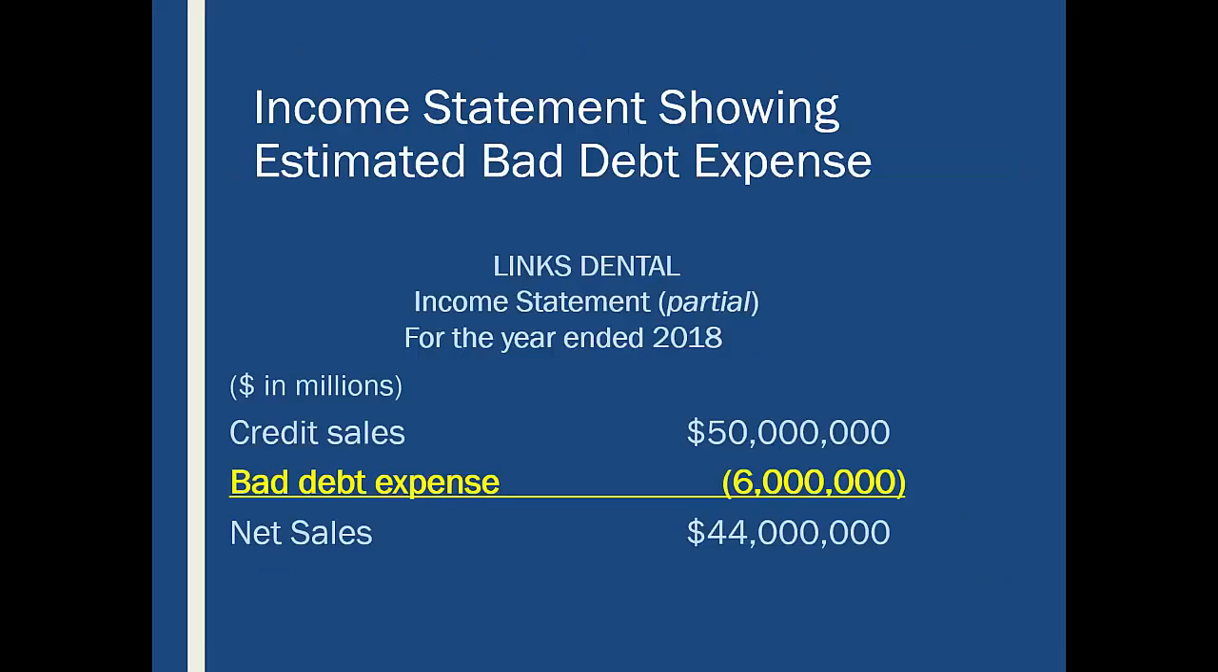So looking at the income statement for Lynx Dental, these are their total amount of all their credit sales from all of their previous years, this year, everything, and then they're going to have a bad debt expense of $6 million. Remember, that's what we calculated. So their net sales are going to be $44 million, and that's the appropriate representation of what they really sold. Okay, so the bad debt got taken out of there.